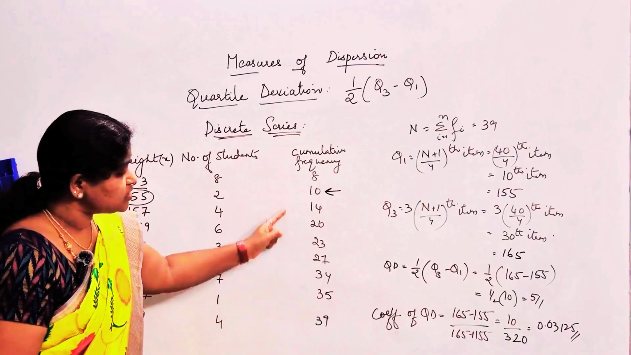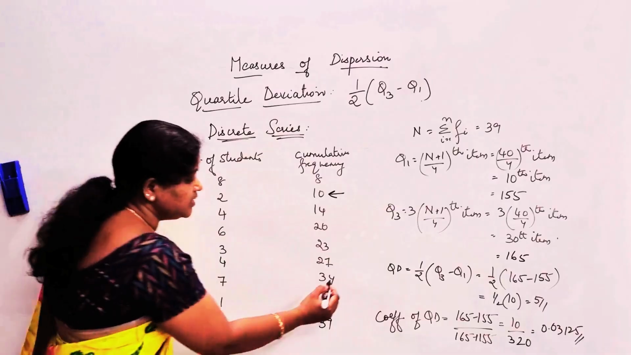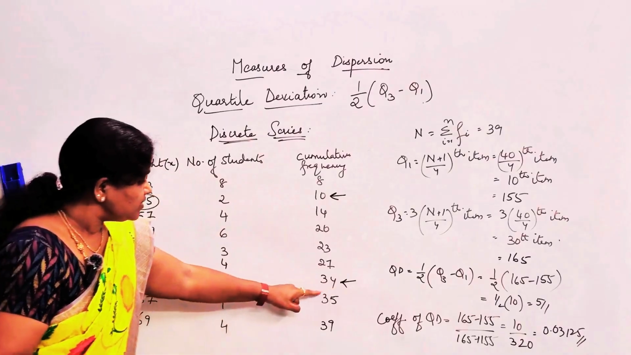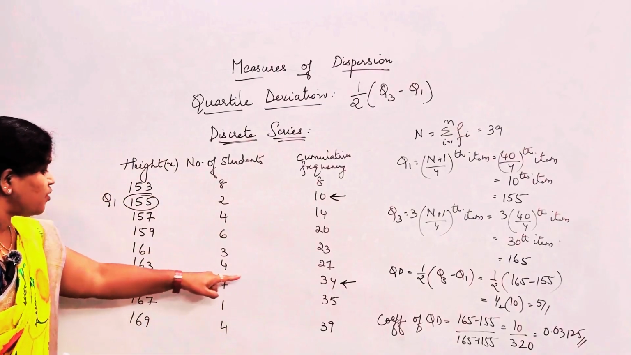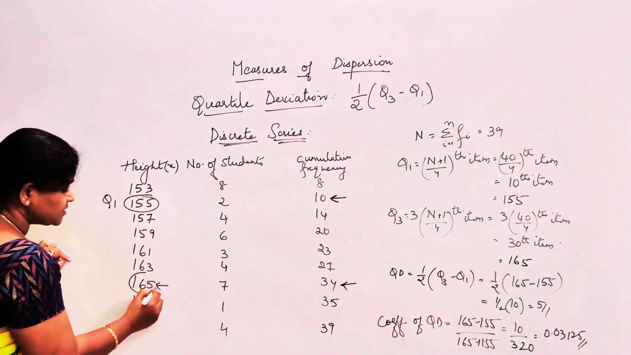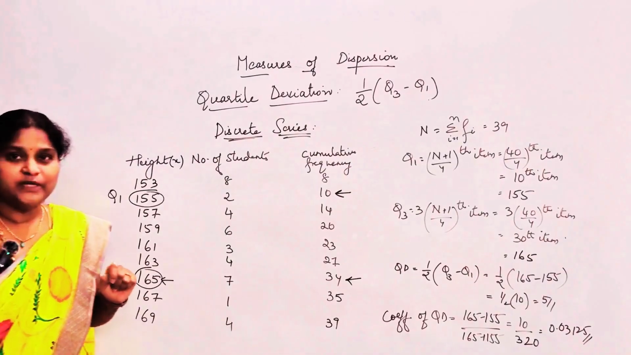We need to see the cumulative frequency column. The value just greater than 30 is required. This is the value which is just greater than 30. And the value of x corresponding to 34 here is 165. So 165 will be our Q3.